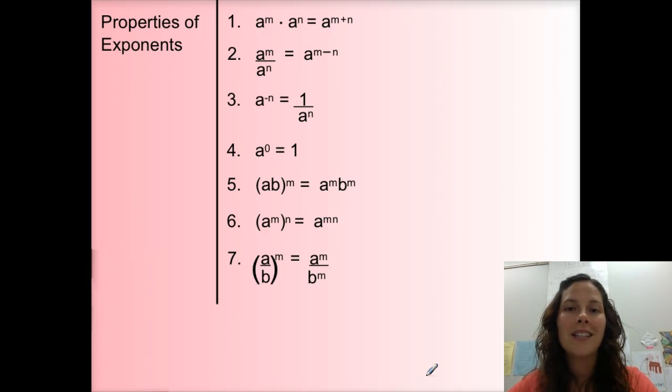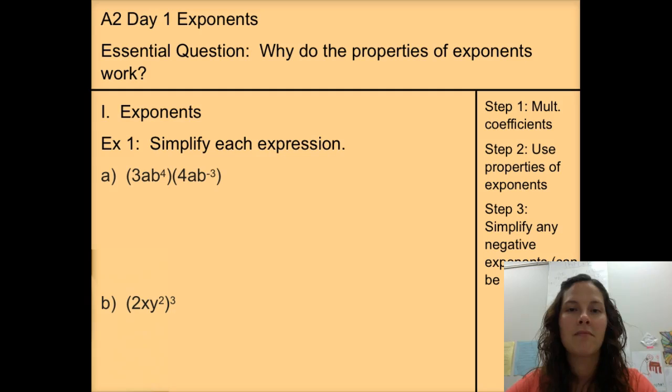Rules 5 and 7 are similar. They're a variation of distributive property with powers. And rule number 6, power of a power, you multiply those exponents.